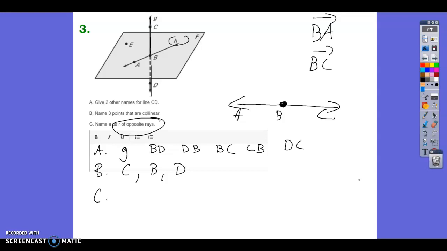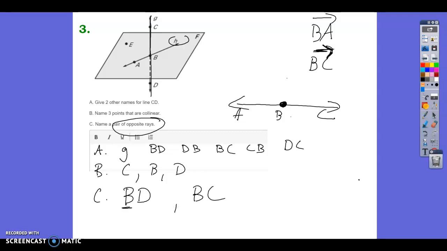h is not a point. It's a lowercase letter, so that's the name of the line. So we're going to have to name ray BD, and there was no way to write the ray symbol, so that's fine. BD, and then it would have to be BC.